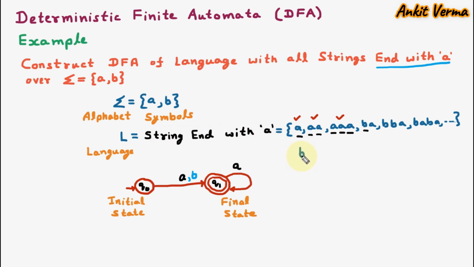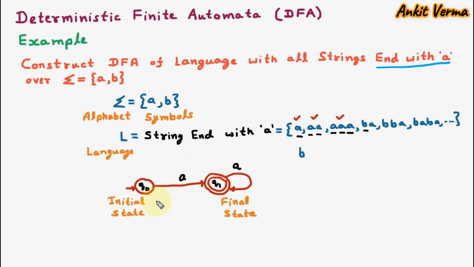Let us assume we put this B onto this DFA. Then from Q0, B will come, and here we come to Q1, which is the final state. That means B is accepted by this DFA, which is wrong because B is not part of the language, and if we accept it, then the DFA is not proper. So this is not the transition for B. We have to try some other way.